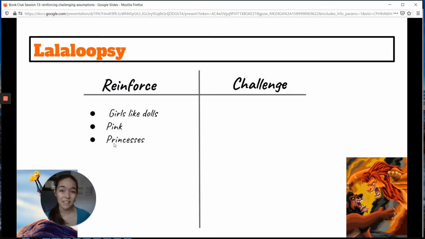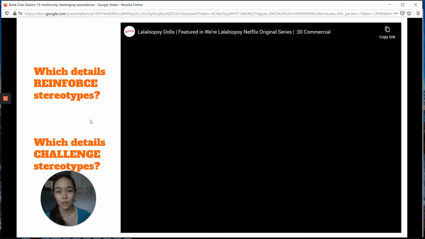Another reinforcing thing is this idea of princesses, right? Like they said, she's a princess, like the idea that girls like princess stuff. I certainly know a lot of girls that are not interested in princess stuff, but that's definitely a really common stereotype we got. Did anybody get anything that challenges stereotypes? That one is a little more tricky. Let's go back and watch one more time and see if there's any small details that challenge those typical stereotypes that we're used to seeing surrounding girls.